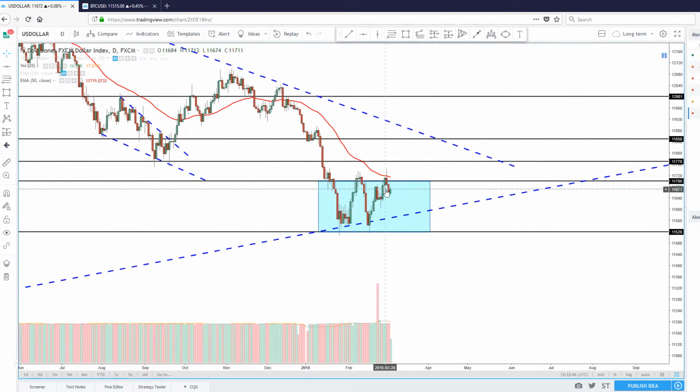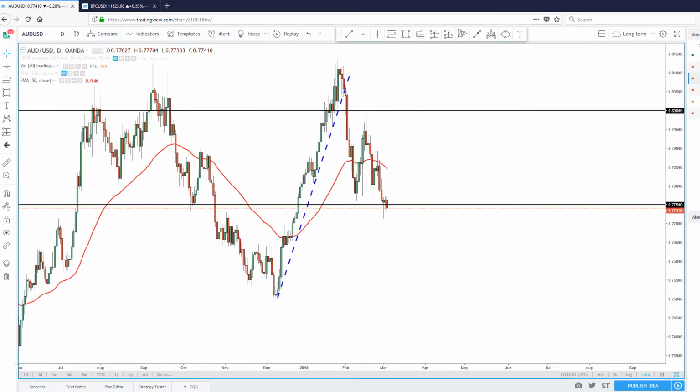As the dollar now looks like it may decrease in value a little bit, you'll find other dollar pairs will take advantage of that. So let's go down to Aussie dollar to start with and see what we've got.